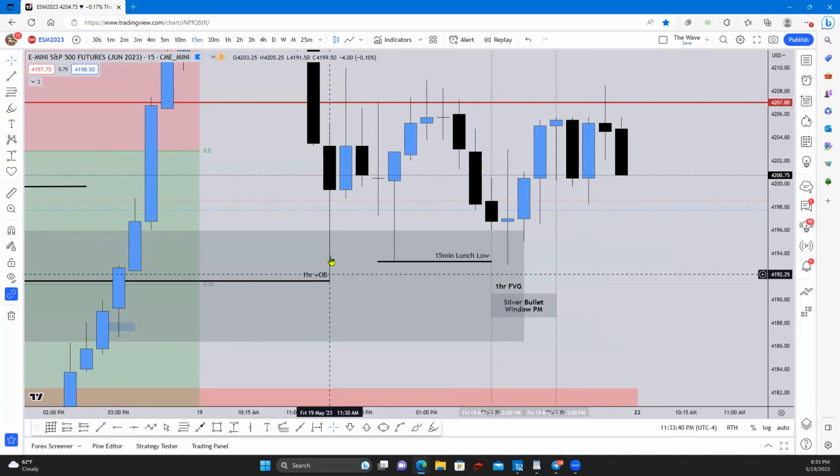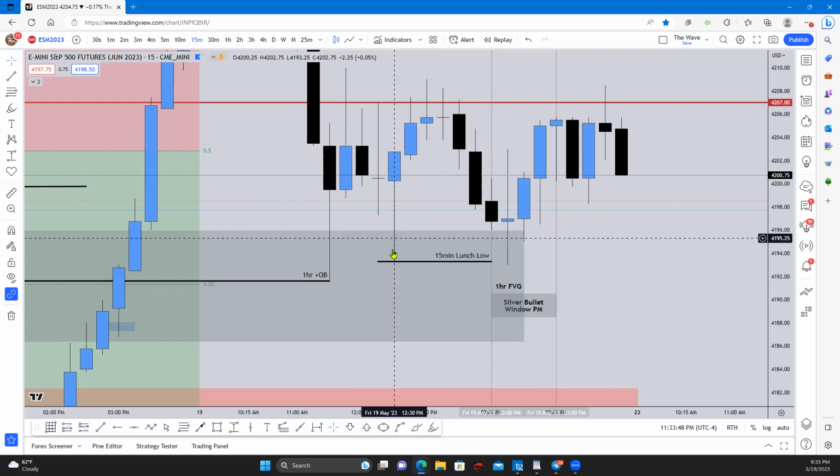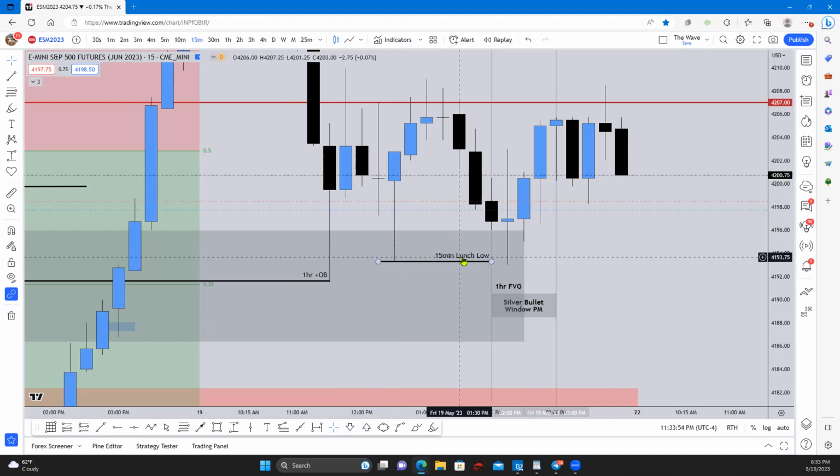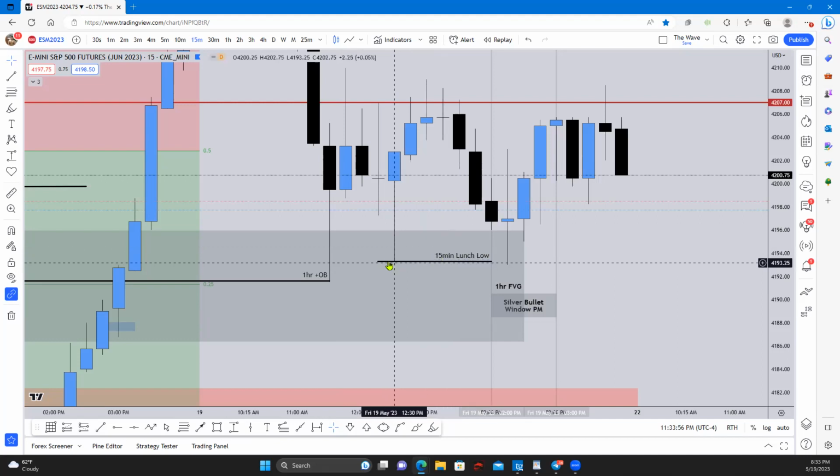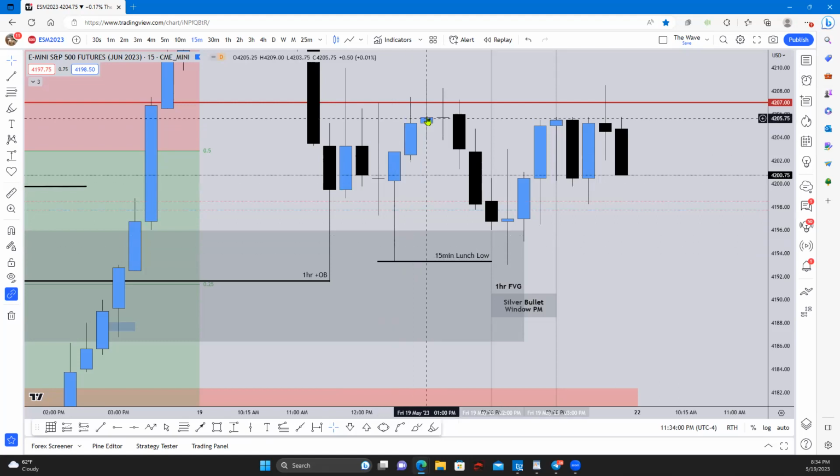This was at 11:30. We come into lunch. So this is our no trade time. After lunch, we put in this low here on the 15-minute. So this 15-minute lunch low is technically your nearest sell side when we're coming into the PM session at 1.